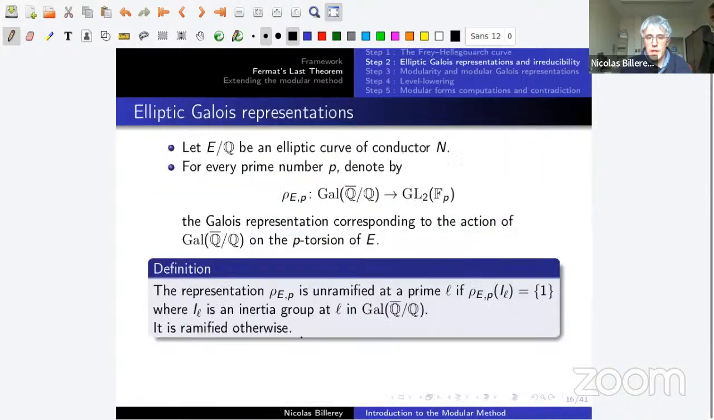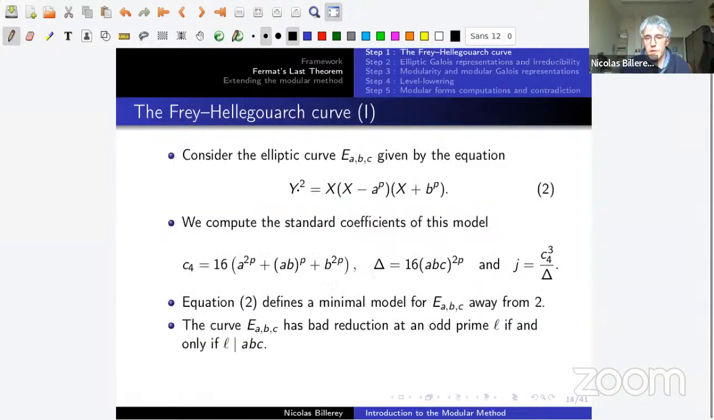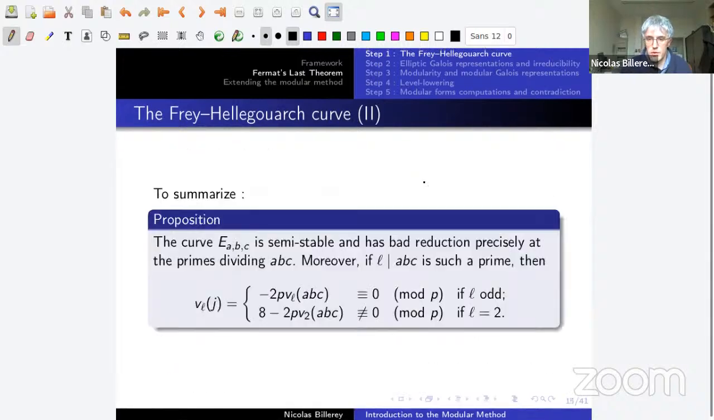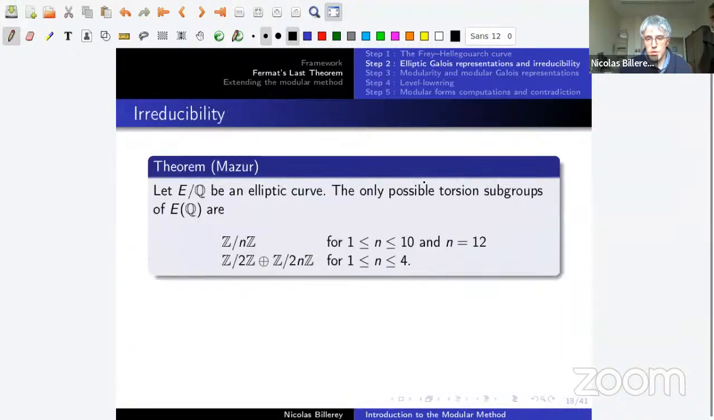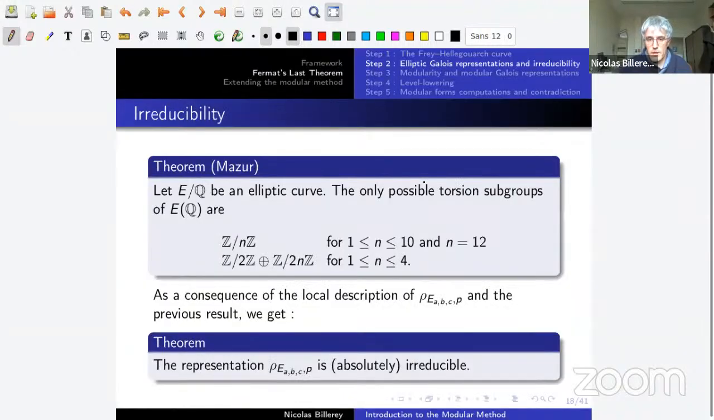So now remember the shape of our Frey curve here. Our Frey curve has the special property that it has full two-torsion over Q. All of its two-torsion points are defined over Q, right? So applying Mazur's result to that curve gives the following theorem, which is very important for the rest of the talk. The mod p representation attached to our Frey curve turns out to be absolutely irreducible. And that's going to be an assumption for one of the next theorems. Okay, that's the second step. So that's the irreducibility step.